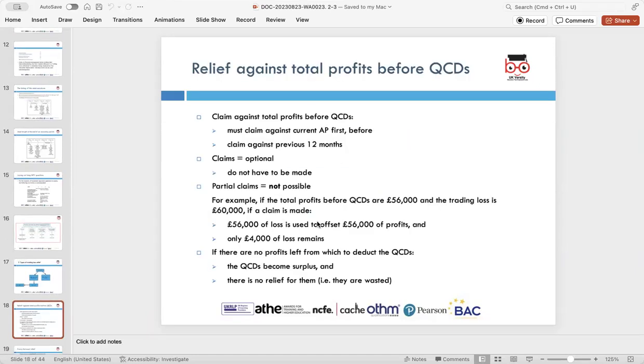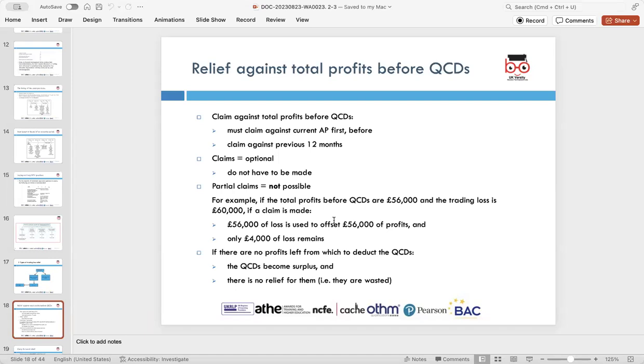Relief against total profit before QCD. A claim against total profit before QCD must be made against the current AP first, before claiming against the previous 12 months. Claims are optional. So if a business has total profit before QCD of 56,000 pound but incurs trading losses of 60,000 pound, and the business decides to make a claim, 56,000 pound of the loss will be used to offset the 56,000 pound of profits.